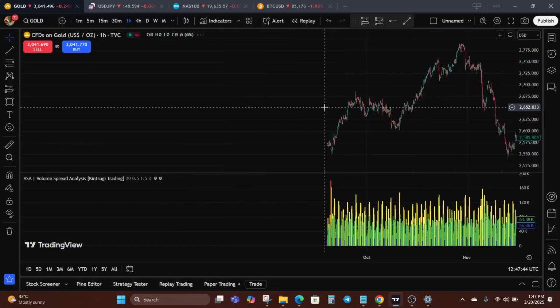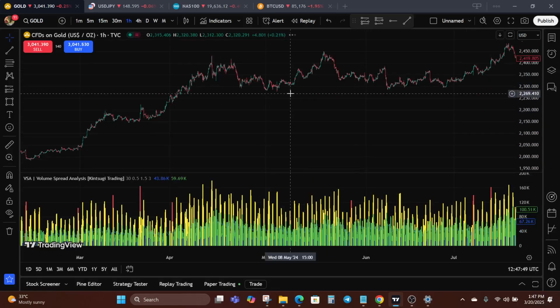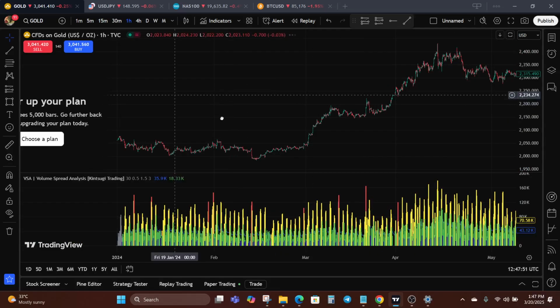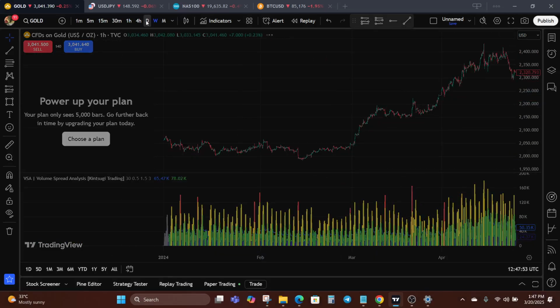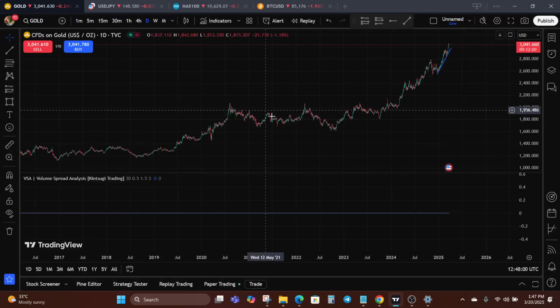Now let us go back a bit, so that we can look at the other side. Let's go to a higher time frame so we can be able to go further backwards.